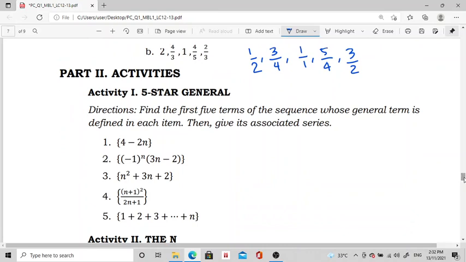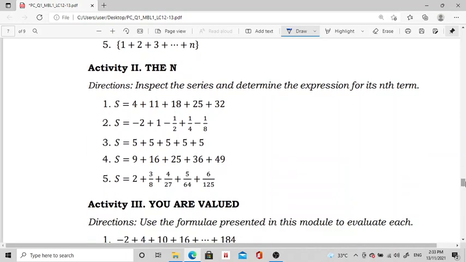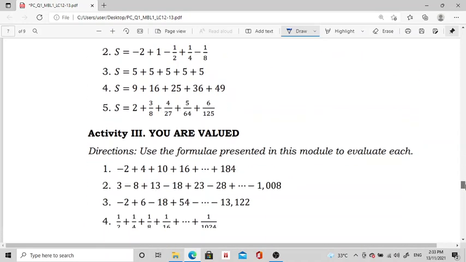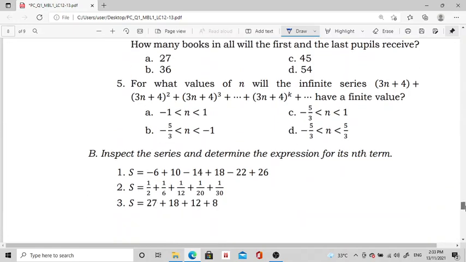And if you still want to know more or explore more, here are some practice exercises. Ayan. Ito. Pwede nyo silang screen cap or i-pause. And then, here are the answers.